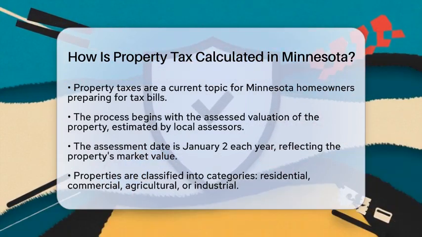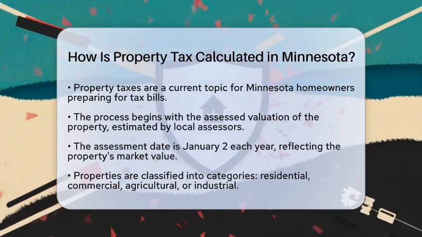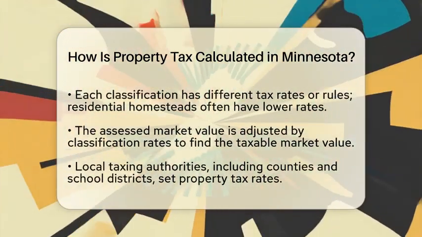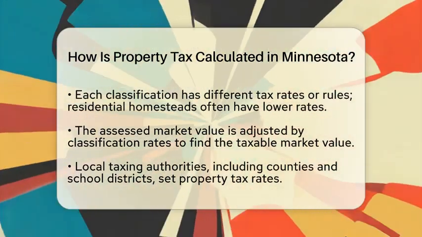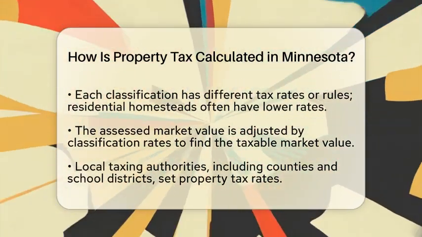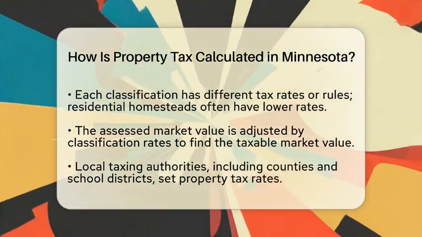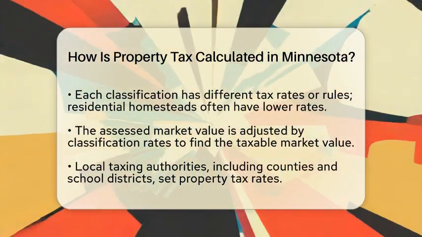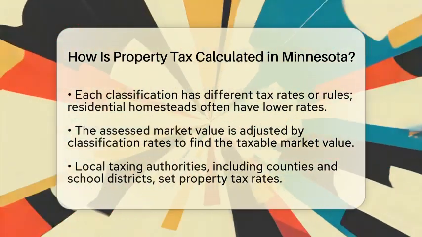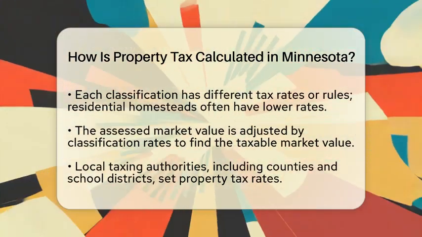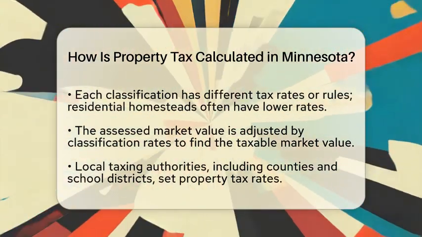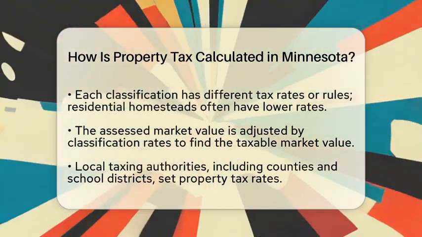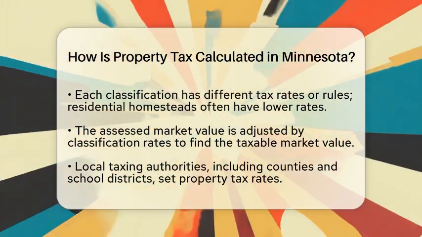Next, properties in Minnesota are classified into categories such as residential, commercial, agricultural, or industrial. Each classification may have different tax rates or special rules. The assessed market value is adjusted by classification rates set by the state to determine the taxable market value. For instance, residential homesteads often have a classification rate less than 1, meaning they are taxed on only a portion of their market value. After determining the taxable market value, various local taxing authorities impose property tax rates.